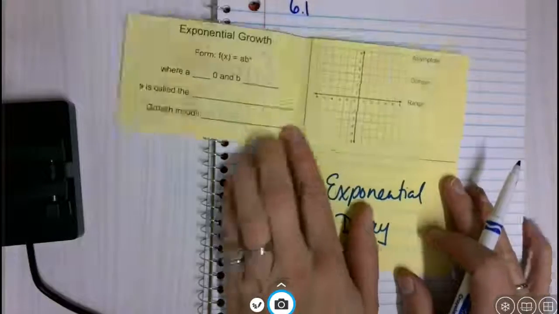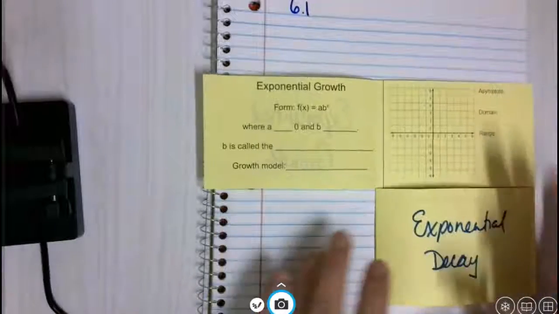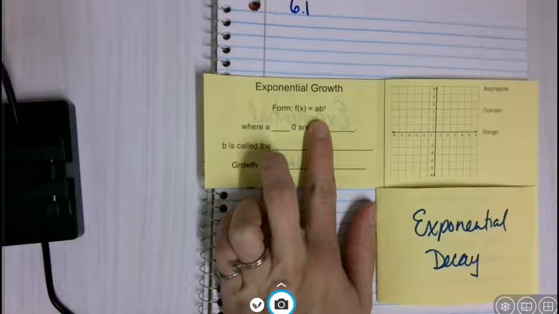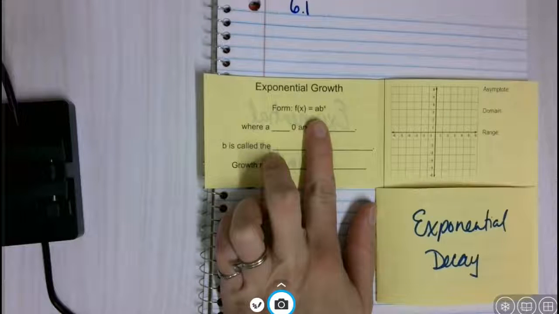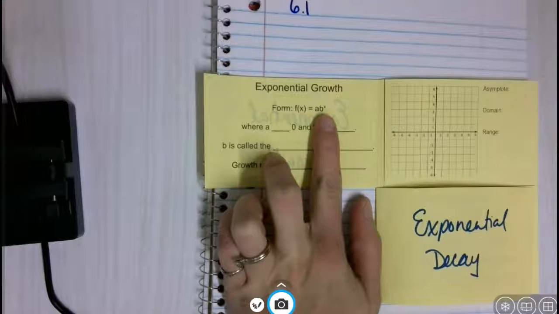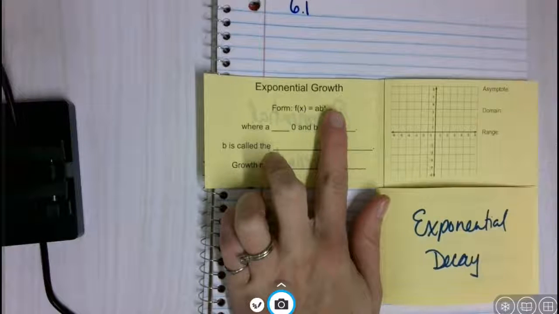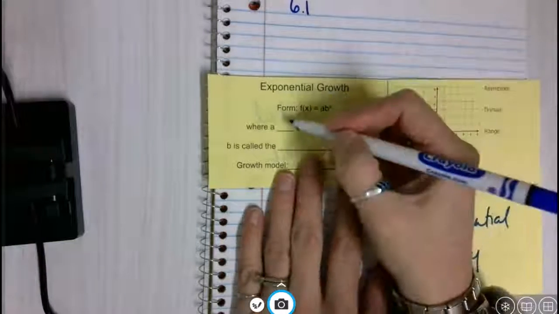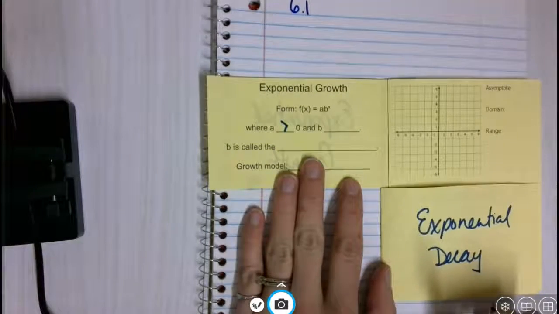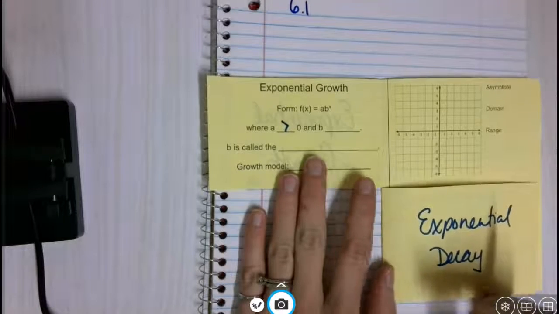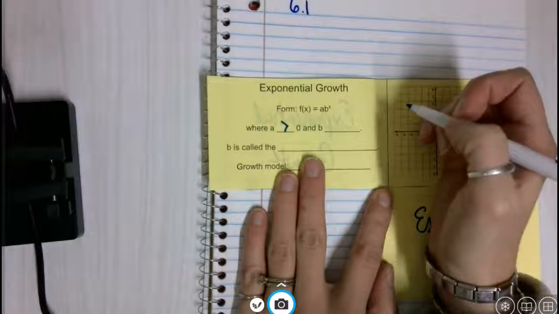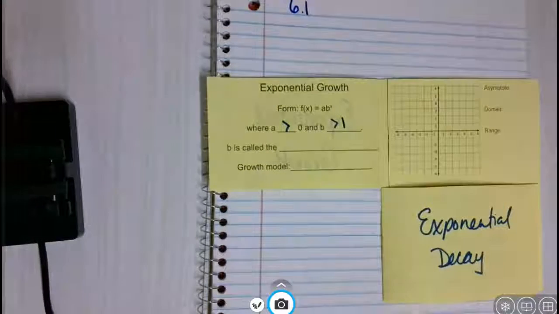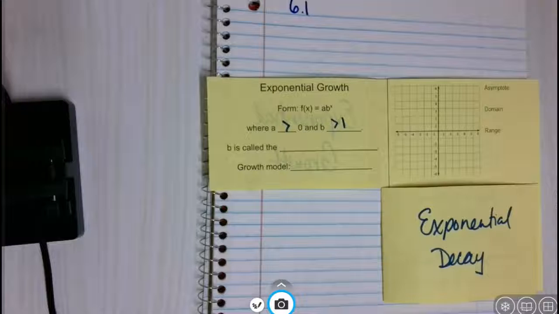So let's talk about exponential growth really fast. So exponential growth is in this form. This is the kind of equation that we're going to be looking at. So f of x, this is a function, equals ab to the x. You'll see here that my variable, that x, is in the exponent, and that's why it's exponential. So a here is going to be greater than 0. So a has to be a positive value. And then b has to be also greater than 1. Okay, so that's kind of what we're looking at for exponential growth.